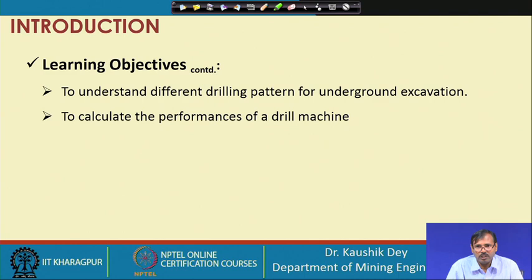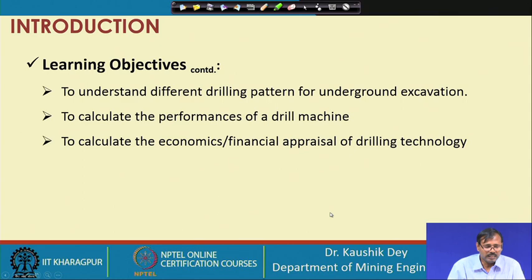Similarly, if you are deploying a different drill machine on that Y rock and Z condition, obviously the performance will be different. So the student should understand how to calculate the performance of a drill machine while trying to deploy that machine, so that it can finally come into the design part of the machine.